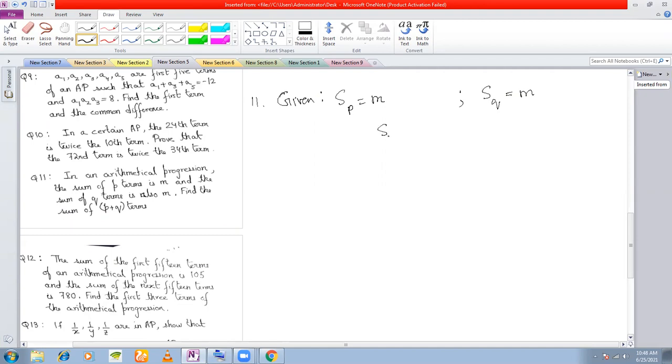That means you need to find S(p+q), right? Sum of the first p plus q terms. So let's see what we can find out from this. See, if the sum of the first p terms is m, then we can write from the formula for the sum, p by 2 twice. Let us call the first term of the AP be a1 and common difference be d.